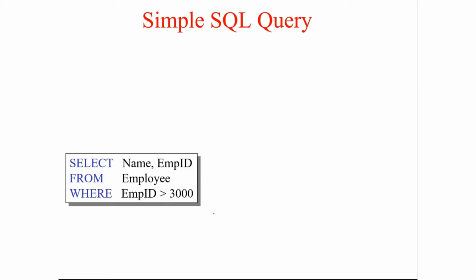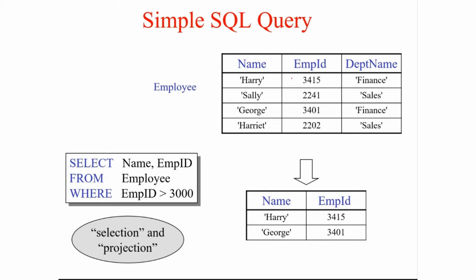Then we have something called selection and projection. What is the meaning of selection and projection? See this. You have this column name, this column name, and this column name. You want only these two columns, and you want these columns for employee ID greater than 3000. So how many values are there for employee ID greater than 3000? One is this and another is this, because these two values are less than this, right? So this row would be selected with these two columns, and this other row would be selected with these two columns. So the final answer would be: name Harry, employee ID this; name George, employee ID this.